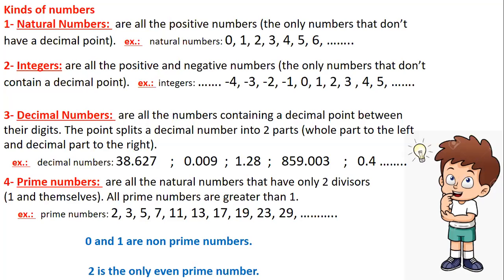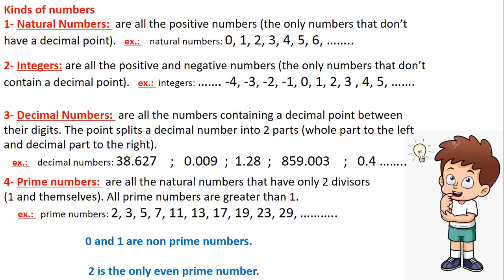Number two, integers are all the positive and negative numbers that do not have a decimal point. -4, -3, -2, 0, 1, 2, 3, 4, etc. So they cannot be decimal. Number three, decimal numbers are all the numbers containing a decimal point between their digits. And we know that the point splits a decimal number into two parts, the whole part to the left and the decimal part to the right. As examples, for example, 38.627, 0.09, 1.28, etc.